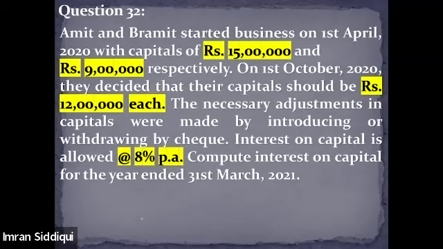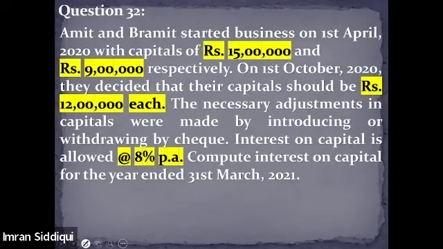It says Amit and Bramit started business on 1st of April 2020 with a capital of 15 lakh and 9 lakh respectively. On 1st of October 2020, they decided their capital should be rupees 12 lakh each. So they started business with a capital of 15 and 9 lakh, but after some time they decided to fix their capital at 12 lakh each.